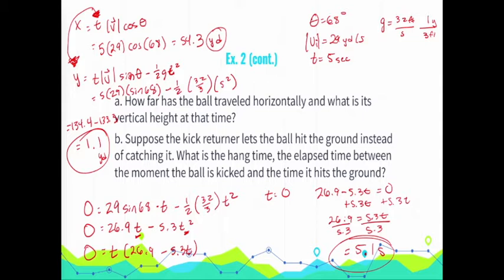That's your hang time, right? So when it hits the ground, that means that your y equals 0. So set your parametric equation for y equal to 0 and solve for t. Plug in the stuff that you know, solve for t. And I come up with 5.1 seconds, thereabouts. Which makes sense because at 5 seconds, it was 1.1 yards above the ground. So it's going to be a little bit more than 5 seconds, but not a lot more than 5 seconds.